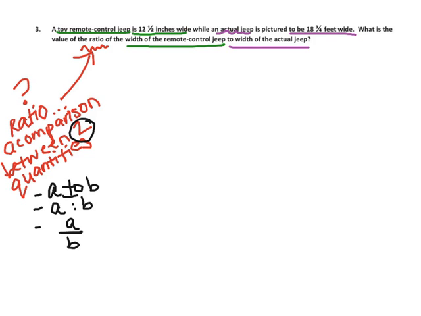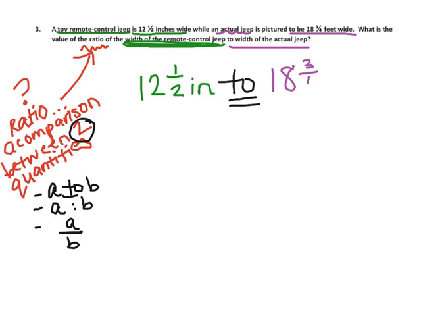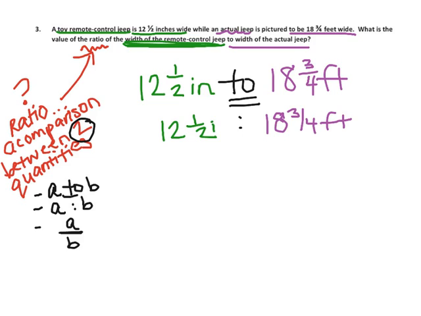Well, now that we know what a ratio is, let's see what kind of ratio they want, because the order of a ratio matters. The width of the remote control. Well, what was the width of the remote control Jeep? 12.5 inches. To, what's the width of the actual Jeep? 18 3/4 feet. Can you write this in a different way? 12.5 colon 18 3/4 feet. Let me put my inches here.